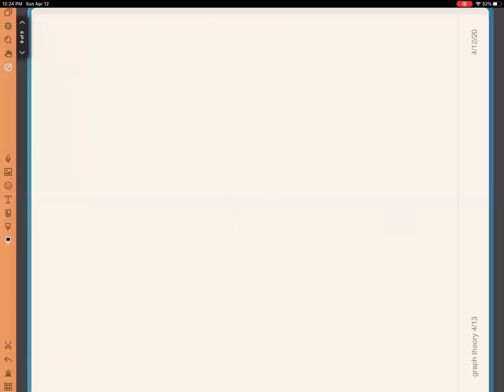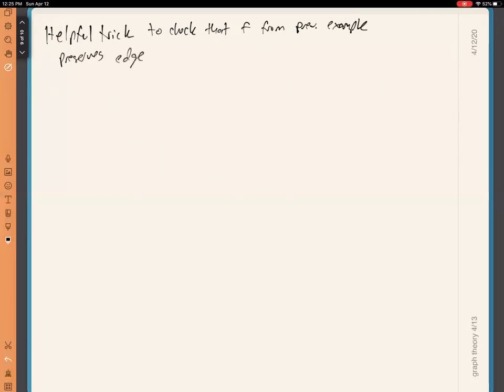Right. So one way to actually make this process easier is to go back and use the adjacency matrices, which we introduced at the beginning of the lecture. So what's the helpful way to check that F from the previous example is an isomorphism? Well, the main thing we need to check is that it preserves the edge relationships. And one way to do this is to just draw down the adjacency matrices.